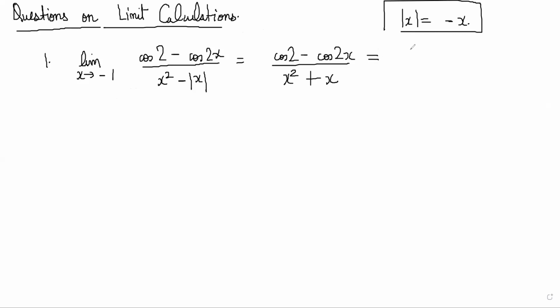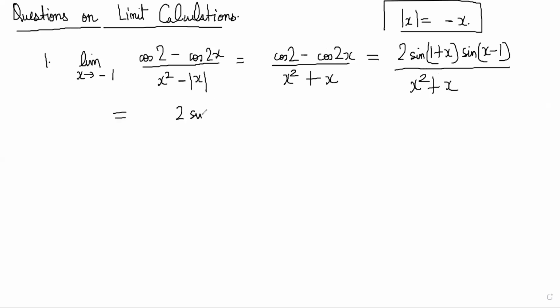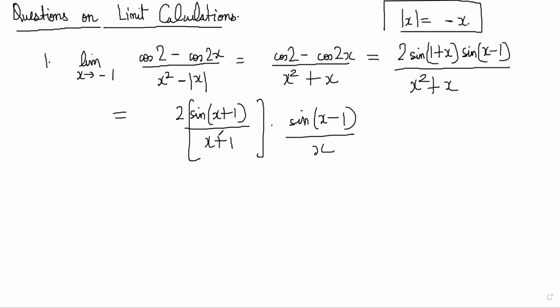Using the cos c minus cos d formula, it is 2 sine of (c plus d) by 2, so that is 1 plus x, and sine of (d minus c) by 2, so 2x minus 2, that is x minus 1, by x square plus x. Now it becomes 2 sine(x plus 1) by (x plus 1), and sine(x minus 1) by x, limit x tends to minus 1. This part becomes 1 because it is 0 by 0 and a standard limit.